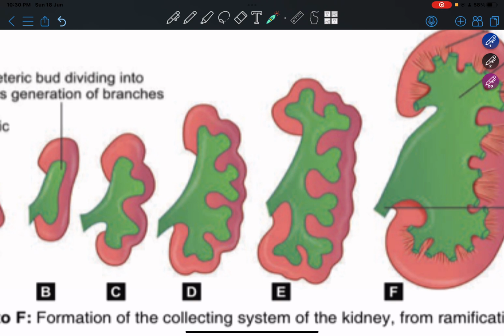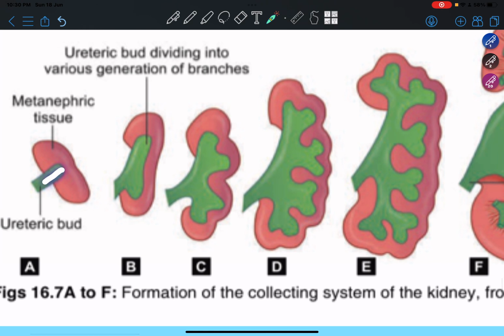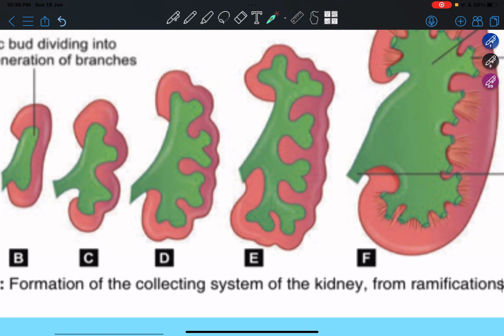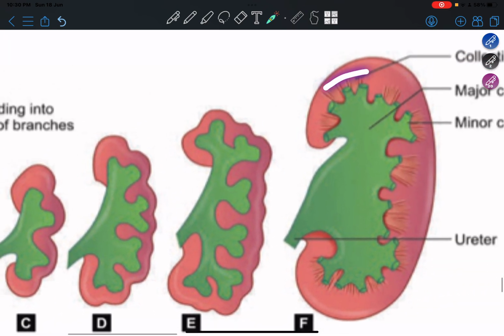Not required, but when it comes in contact with the metanephric tissue, it basically promotes the differentiation of the metanephric tissue close to it. So then the metanephric tissue starts differentiating into forming the secretory part. The excretory part is formed like this: the ureter, pelvis, major calyces, minor calyces, and the collecting ducts finally. Then this tissue starts differentiating to form our secretory part.